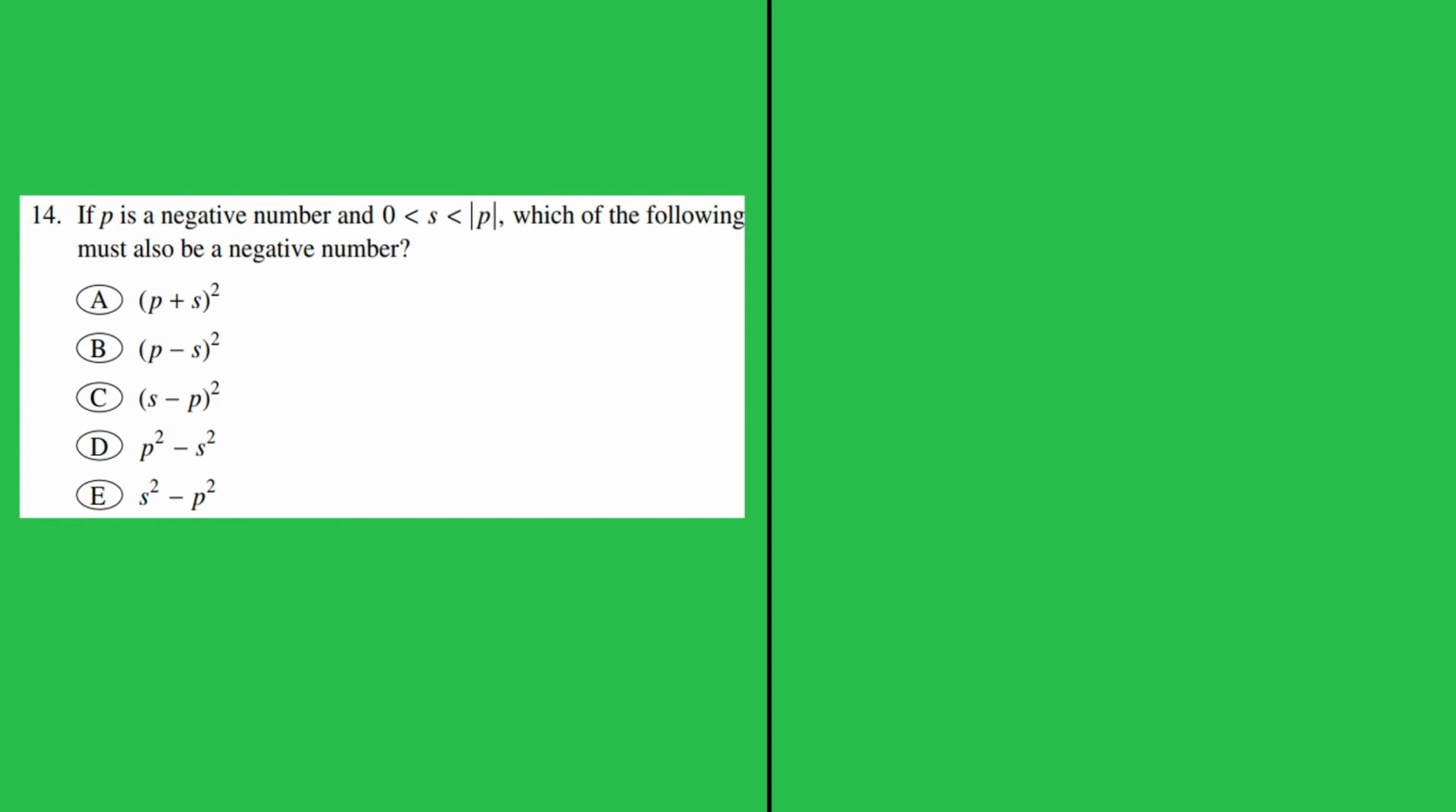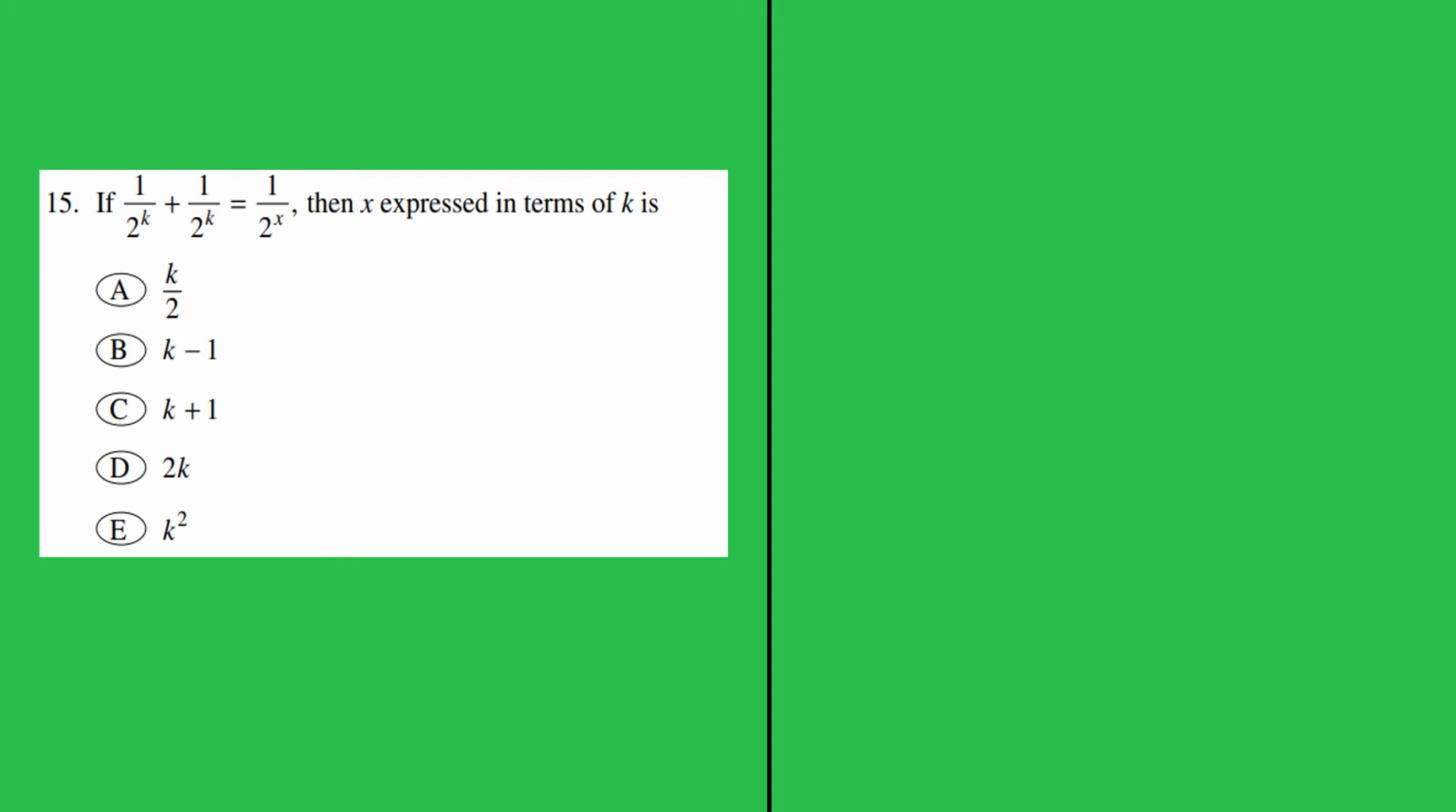The next question: P is negative and the inequality 0 less than S less than absolute value of P is satisfied. We have to find which of the following is a negative number. When I square the inequality, I get 0 squared less than S squared less than absolute value of P squared, which is nothing but P squared, because whether P is positive or negative, absolute value of P is going to be positive. So S squared is less than P squared, and I get S squared minus P squared less than 0. That means S squared minus P squared is negative, and hence my choice is E.